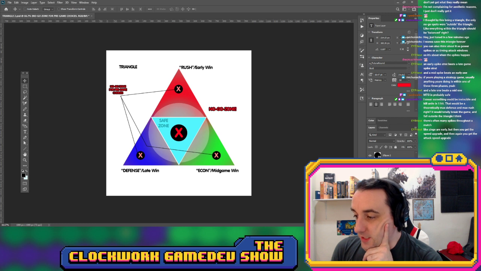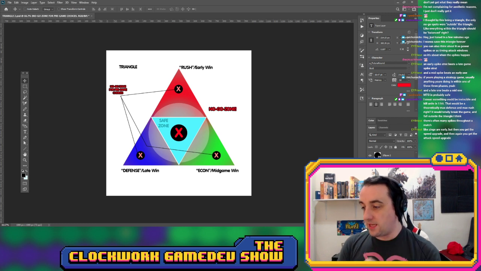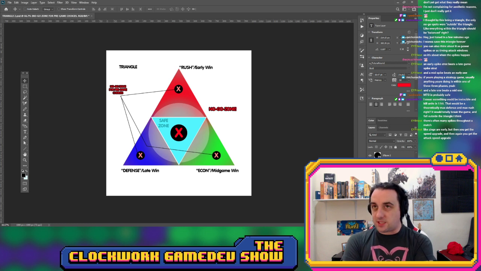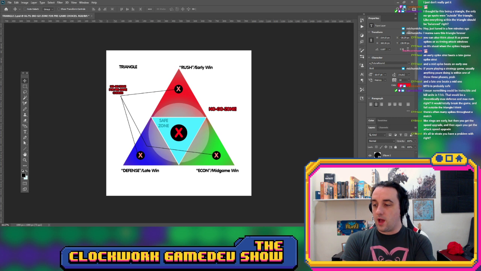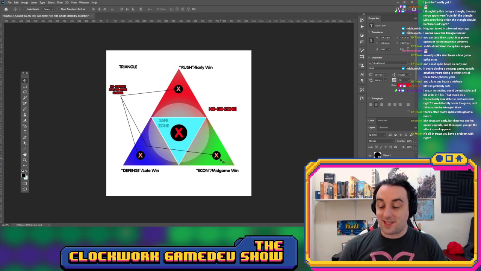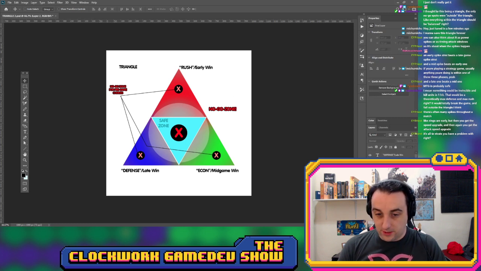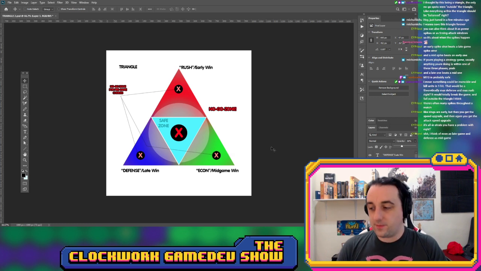An early spike beats a late game spike strat. A mid game spike beats an early one. If you're playing, a mid-game spike doesn't beat an early one, because an early spike would actually be exploiting the investment done to get a mid-game spike, Eli. So this is a mid-game spike. If someone's going for this, that means that early on they're vulnerable. And so in an early game, there would be an early game win window possibility. You see what I'm saying? So a mid game does not beat early game. Early game would beat someone that's going for a mid game and vice versa.